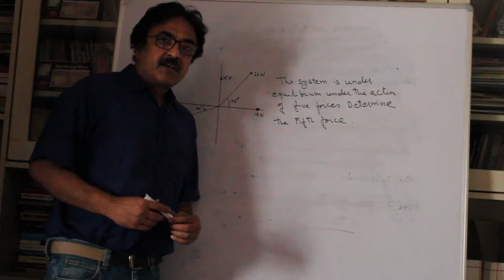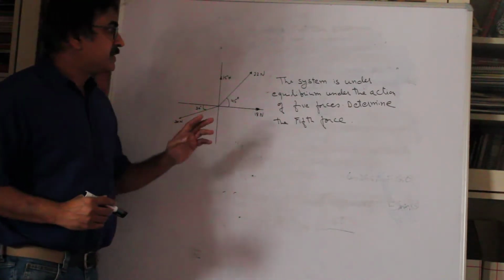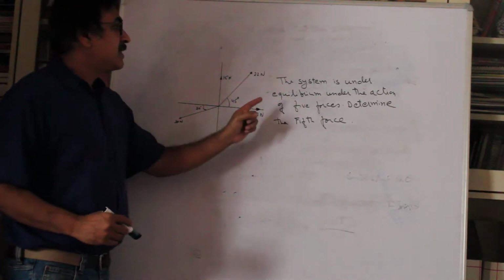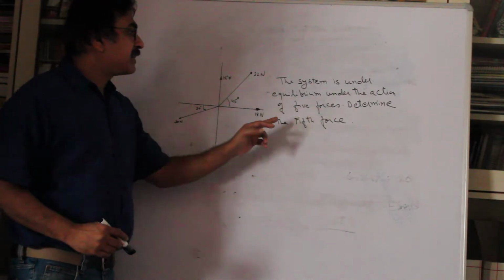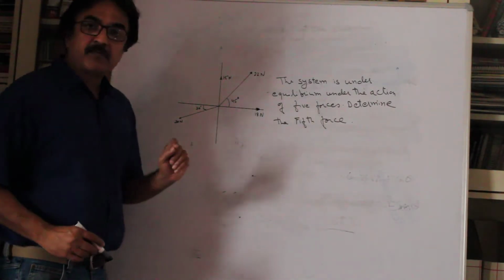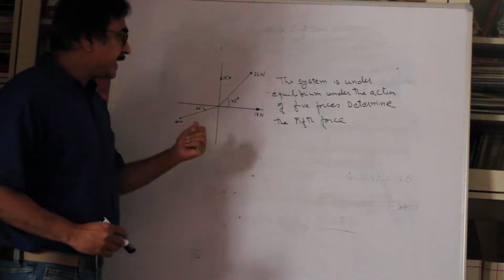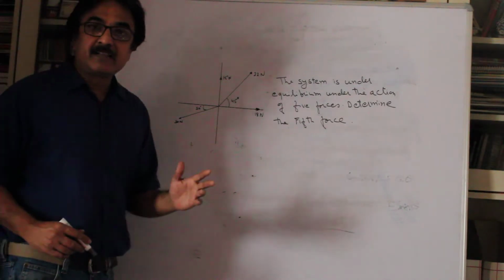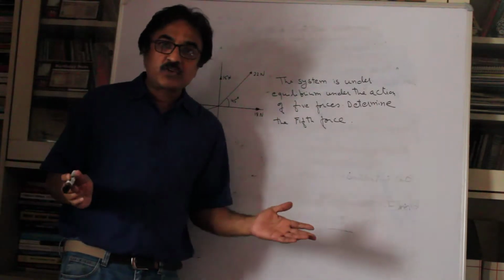Welcome back. So this is one more problem, and it states that the system of these forces is under equilibrium under the action of 5 forces. Determine the 5th force. You are given 4 forces, and as you can see you are given their magnitudes and the directions, that means the angles which these forces make with the x-axis. That is also given to you.